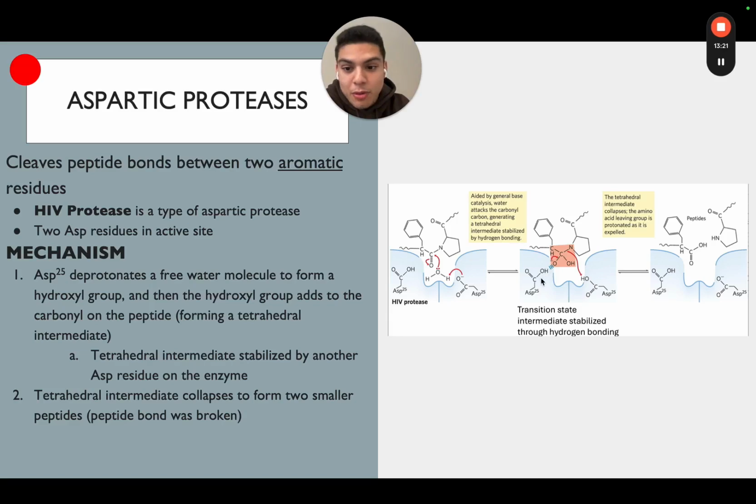Now, the really important thing to note is that the second aspartate 25 is going to form these hydrogen bonds, right here. And that's going to stabilize the negative charge, allowing that activation energy to lower, essentially. So what this negative charge from the carbonyl oxygen is going to do is kick back. And yes, it could break this OH bond, right? But then you would just go back to the reactants, right?